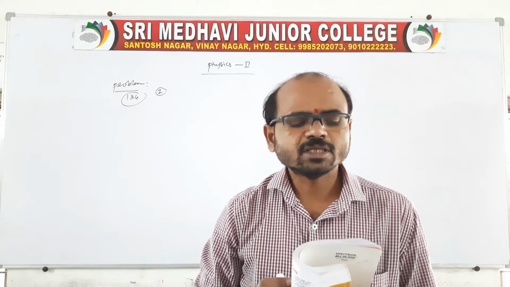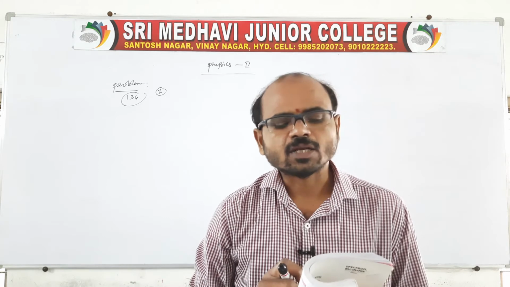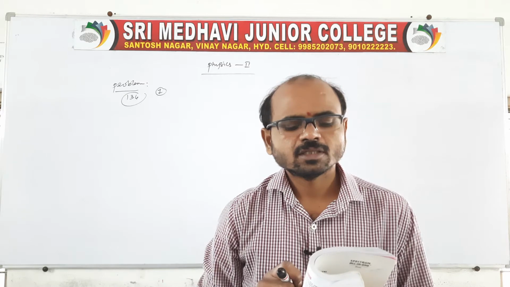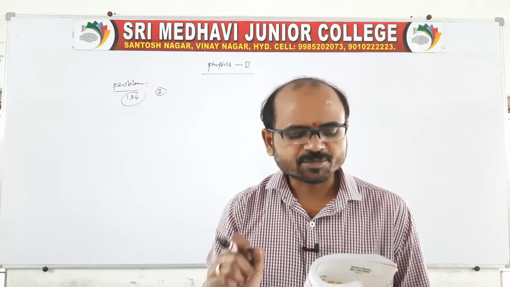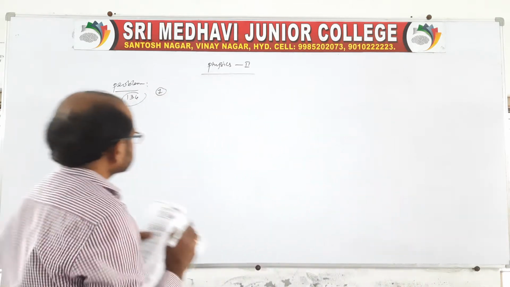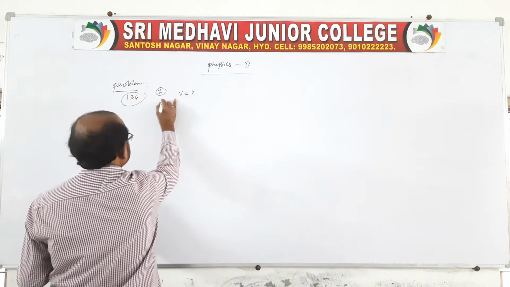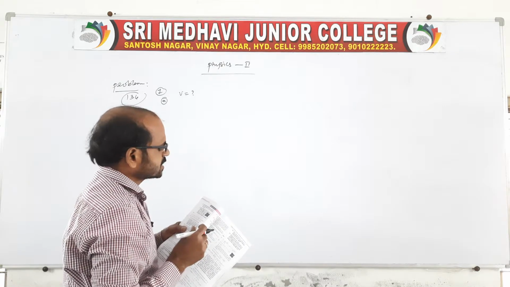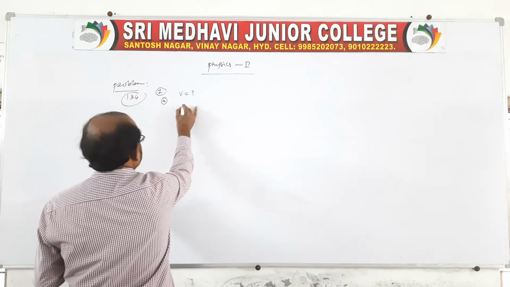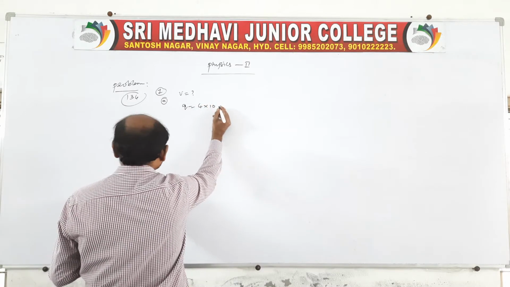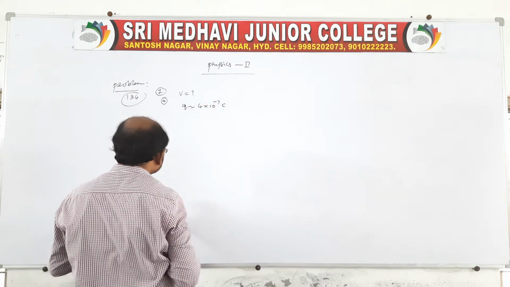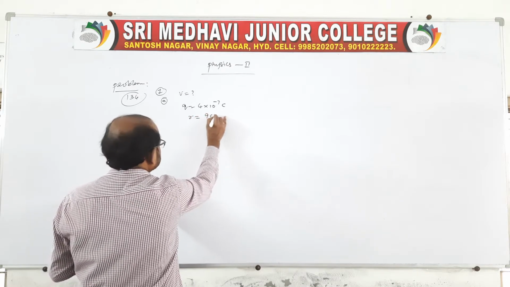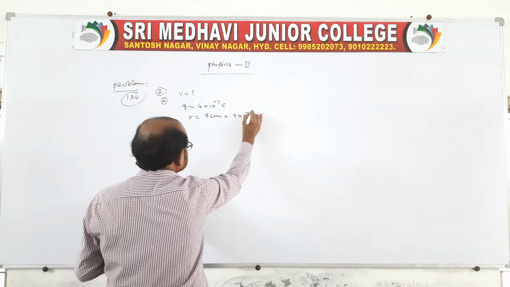In question number 1, the first question is asking: calculate the potential at a point P due to a charge of 4 into 10 power minus 9 coulomb, located at a distance of 9 centimeter away. So take charge q equal to 4 into 10 power minus 9 coulomb, and R is equal to 9 centimeter, so 9 into 10 power minus 2 meters.